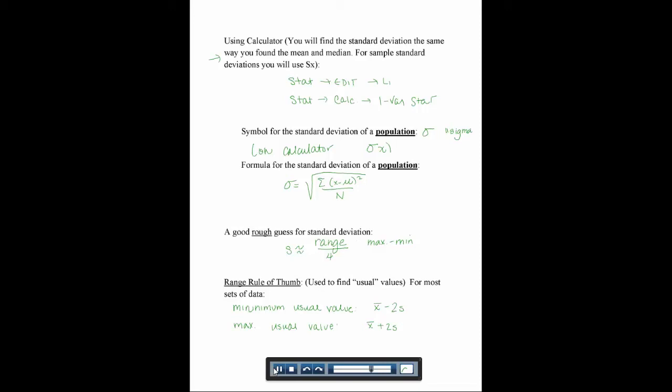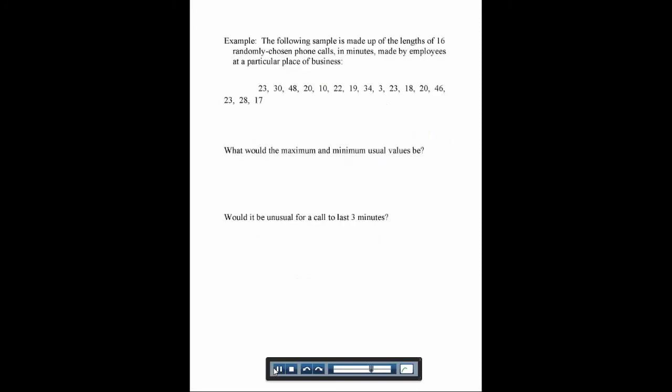Okay, so we'll do an example here. It says, the following sample is made up of 16 randomly chosen phone calls made by employees at a particular place of business. So just how long were their phone calls? Okay, so the first thing we need to do is find the mean and the standard deviation. So you can pause this and take a minute and do it on your calculator, but we should find that the mean is 23.4 and the standard deviation is 11.6.